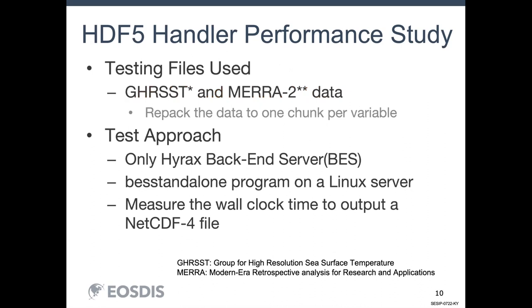We did this pretty quickly, I didn't spend very long, but there are more details we can talk about. It's only a proof of concept, it's not really software. So I decided to use some testing files to check whether this can really improve performance. I used GHRSST and MERRA-2 data, and I repacked the data to be one chunk per variable, and only tested off-network, not going through the network, only using the Hyrax BES server. And on a Linux server, I measured the wall clock time to output a netCDF file without using pass-through, or with the current approach.